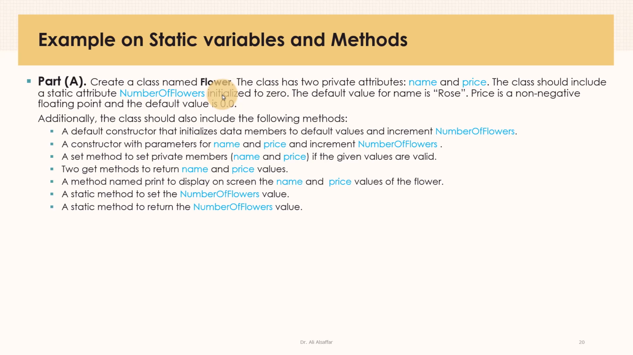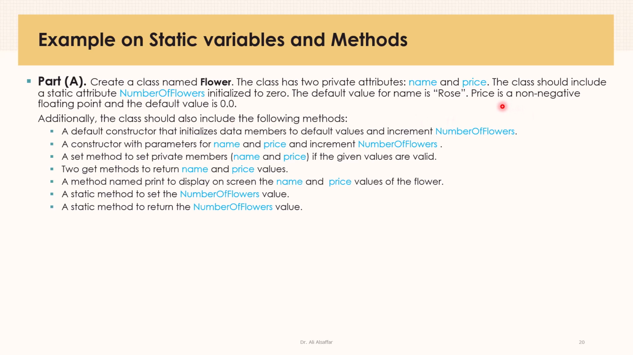The name is Flower, and this class has two private attributes, and here attributes are the data members. The first is the name and the second is the price of the flower. The class also should include a static attribute named numberOfFlowers, and this attribute should be initialized to 0. For name and price of the flower, the default value for name is rose and the default value for price is 0.